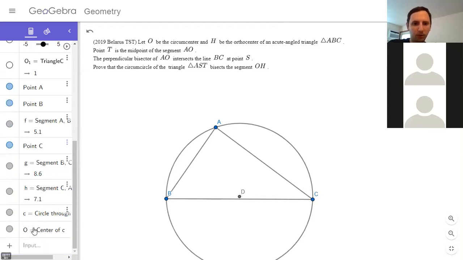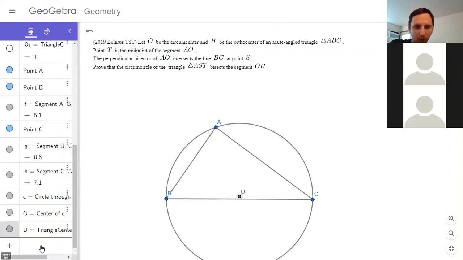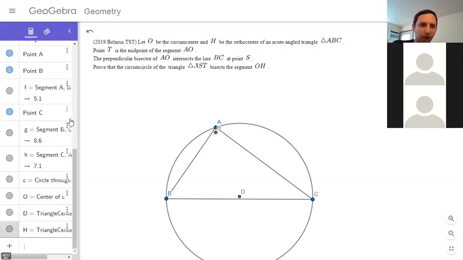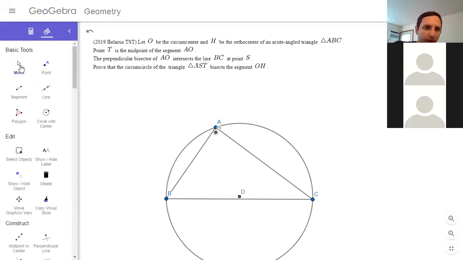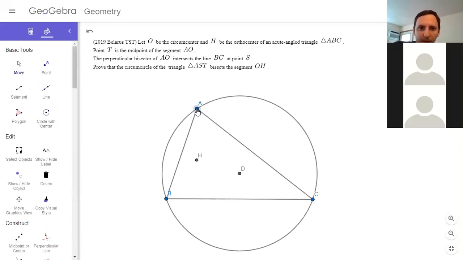Call it O. And then H is the orthocenter. Is it 2? Is it 3? 4? Looks like 4. Okay. So H is the orthocenter, O is the circumcenter.